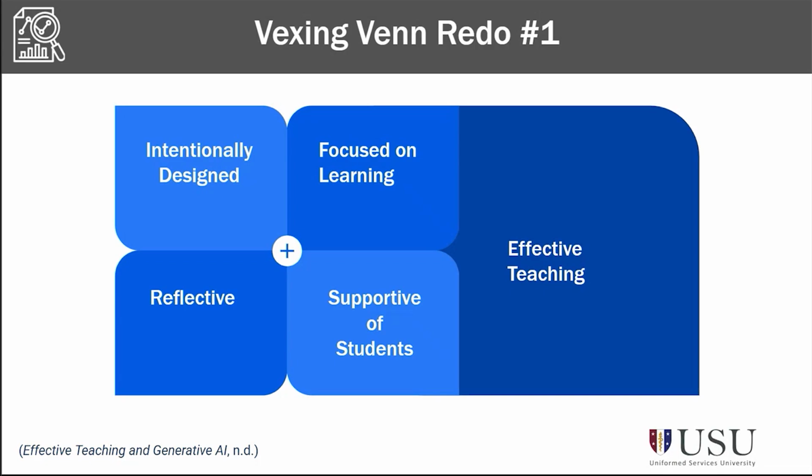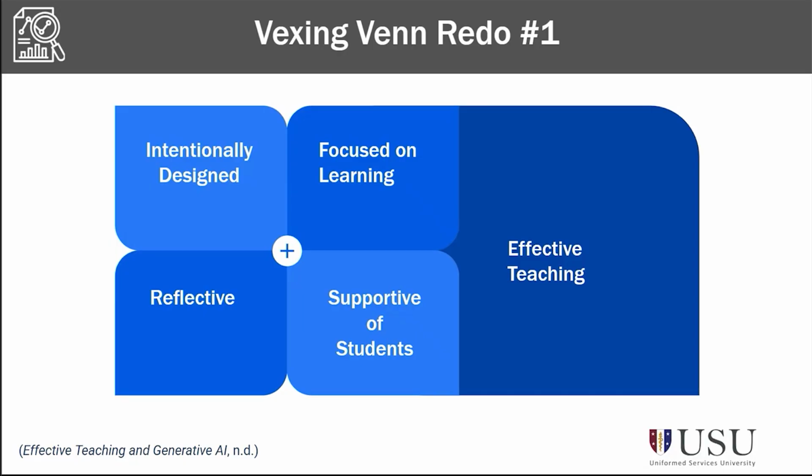But I just have some concerns about this effective teaching kind of lump that's kind of stuck on one side, because I'm wondering if that doesn't kind of apply a special connection to the focused on learning and supportive students. And then even though at least we're all blue, we've got 2 different shades there. Focused on learning and reflective are one shade, and intentionally designed and supportive students are another shade. So maybe there's a subtle kind of hint that there's a connection there.